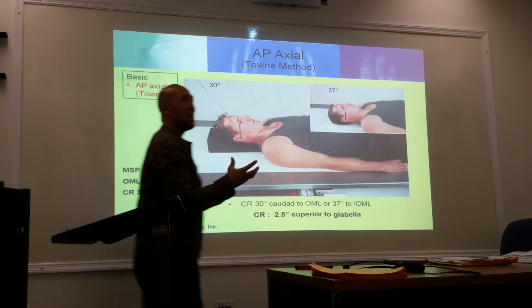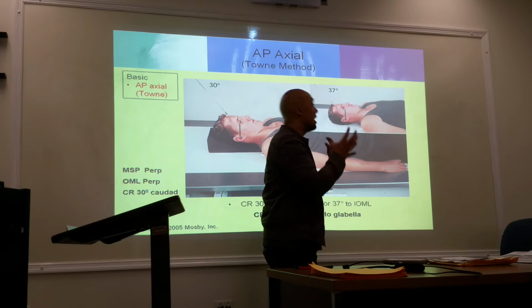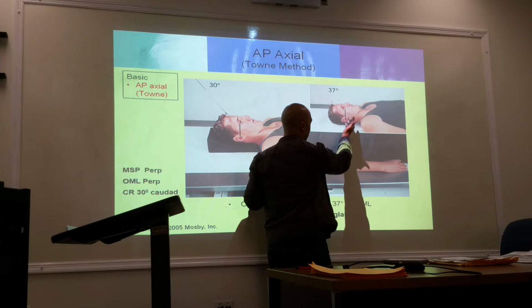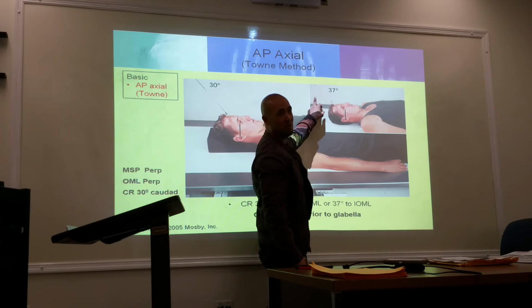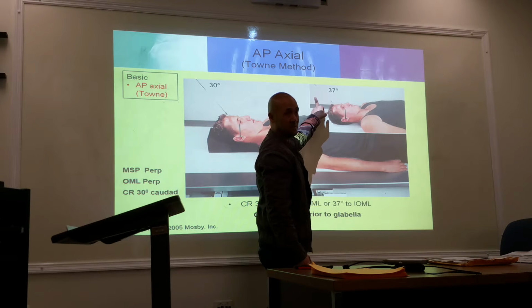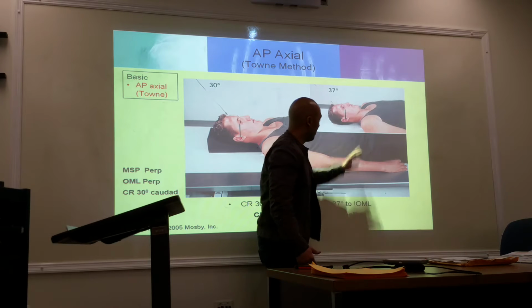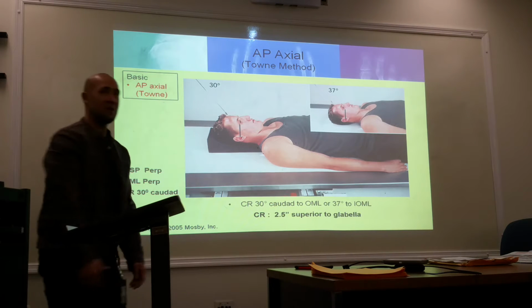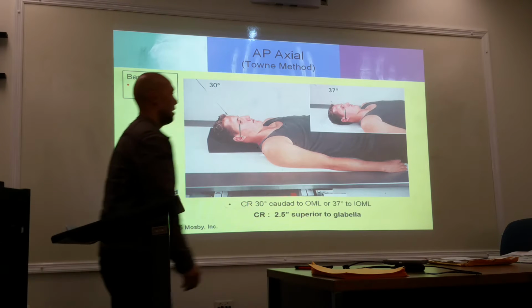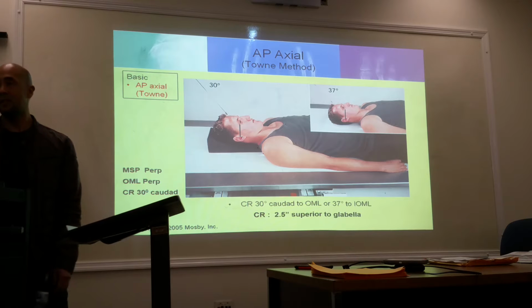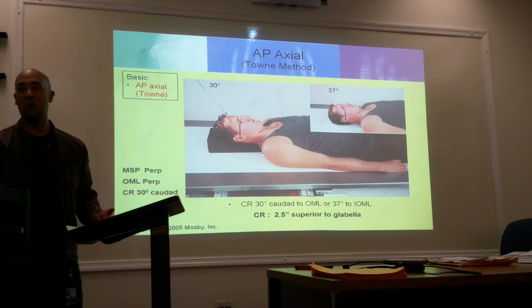Okay. So now if they can't do a chin tuck, we're going to just use a slight chin tuck using the IOML perpendicular to the image receptor. And if you use the IOML, you have to use a steeper angle of 37 degrees. Make sense? Okay, again, no rotation to the head. IOML perpendicular to the image receptor with 37 degrees. Entrance is the same thing, 2.5 inches above the glabella. Okay? Questions? So 30 using the OML, 37 using the IOML.